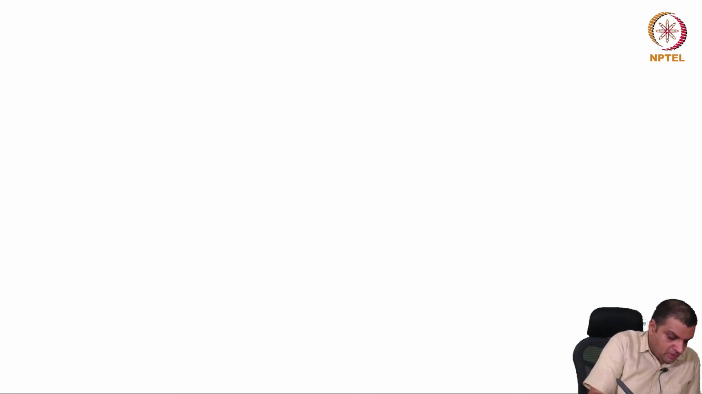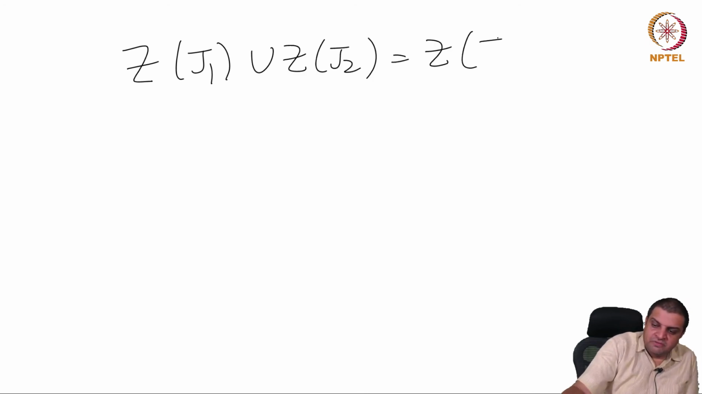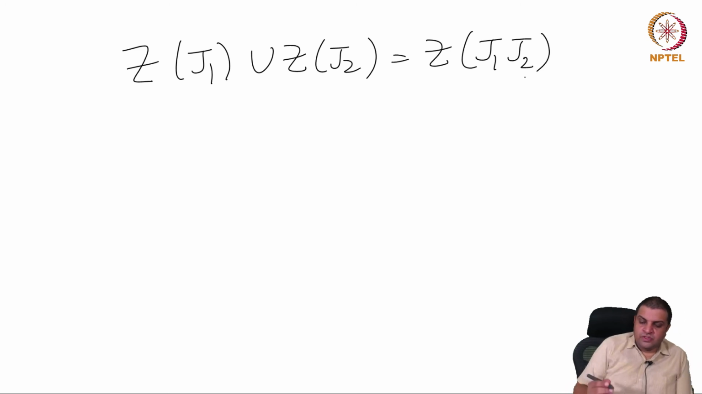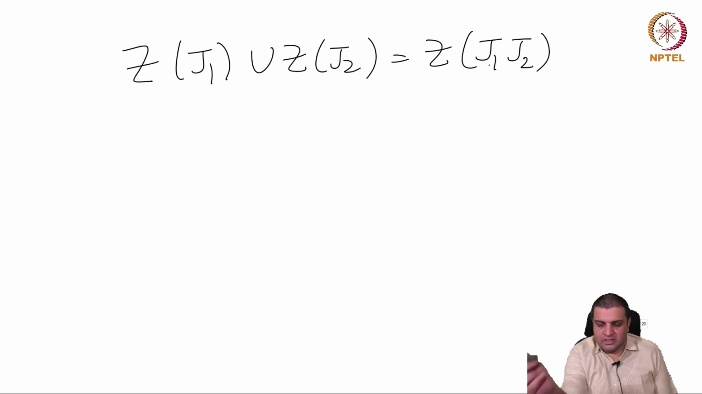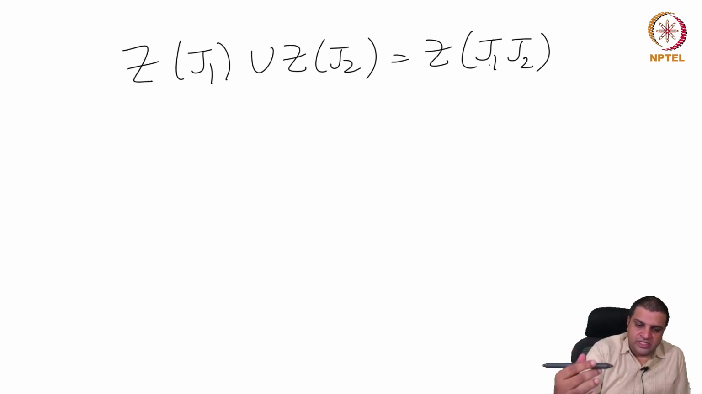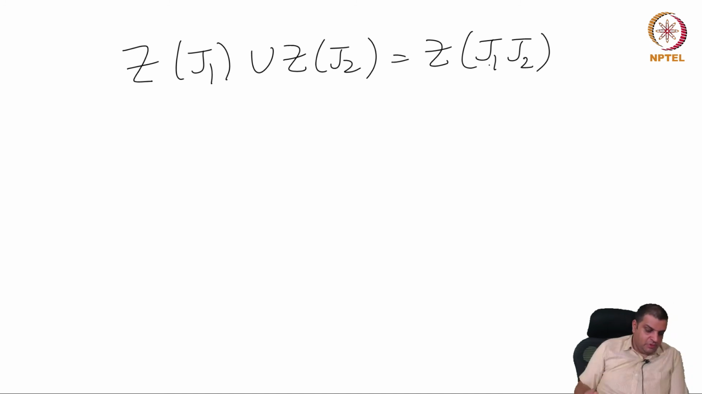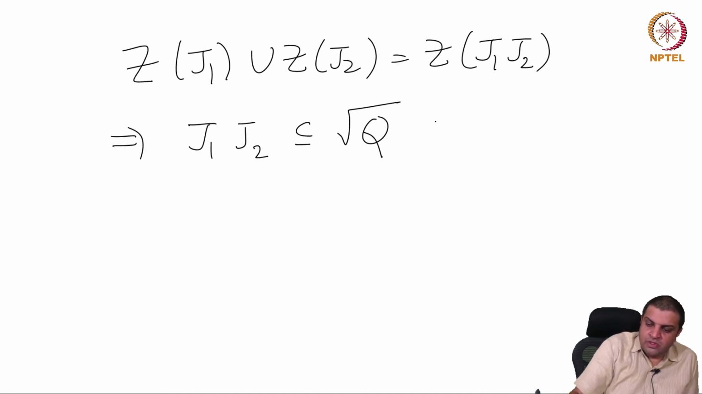So then notice that Z of J1 union Z of J2 is Z of J1 J2. This was one that we had proved. It is also the Z of the intersection, and it's also Z of the product. We have been using the word V at that point, but now I want to think of them as zero sets and call them Z. So this implies that J1 J2 is in the radical of Q, which is Q itself. This is again by Nullstellensatz.